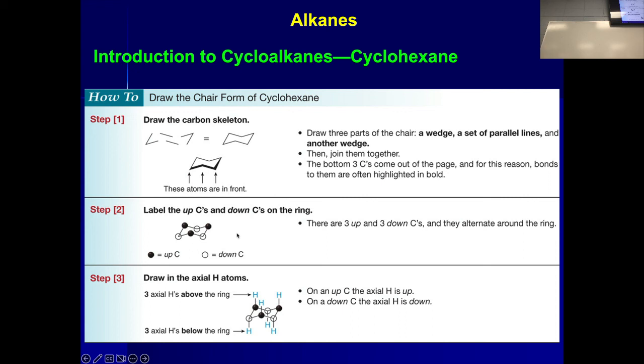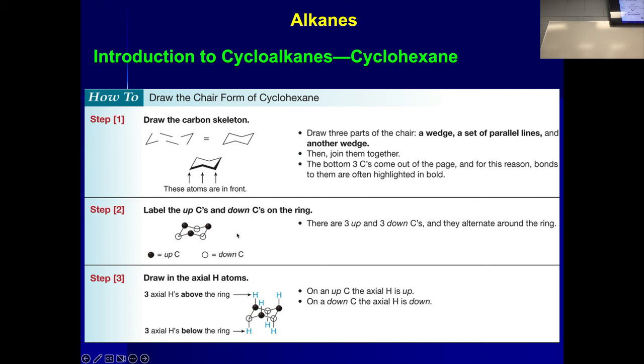We call this the chair form of cyclohexane. Doesn't that kind of look like a beach chair? There's my footrest. There's where I put my butt. There's where I put my head. That is a chair form of cyclohexane. Notice, I can't rotate around the sigma bonds like I did here, but they still want to move, don't they? I can still see some movement.